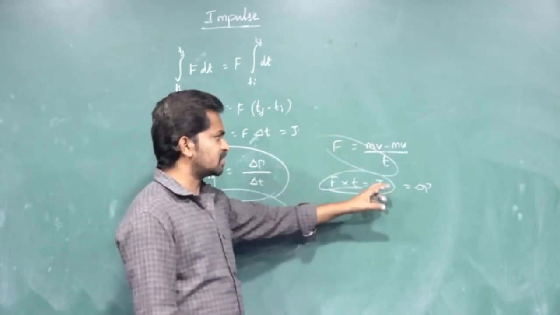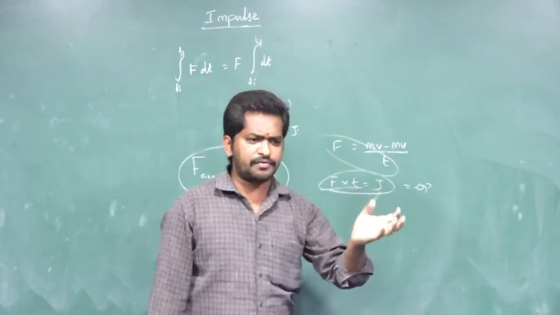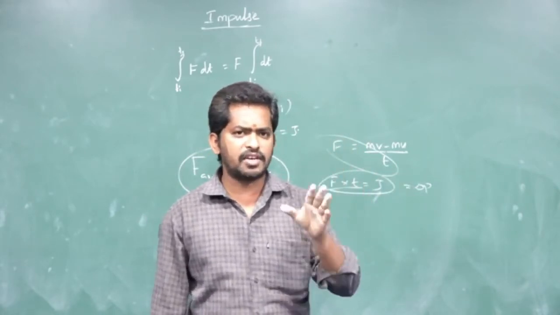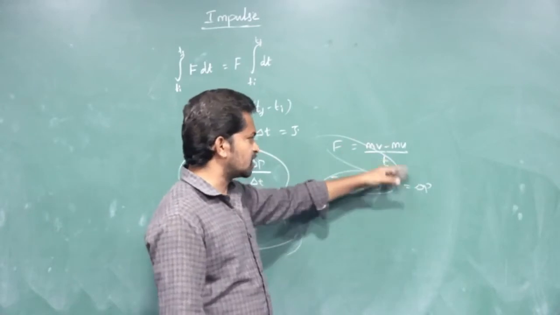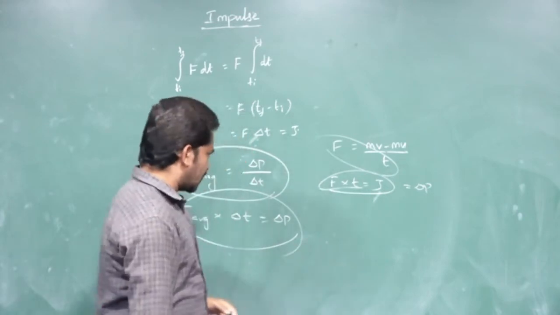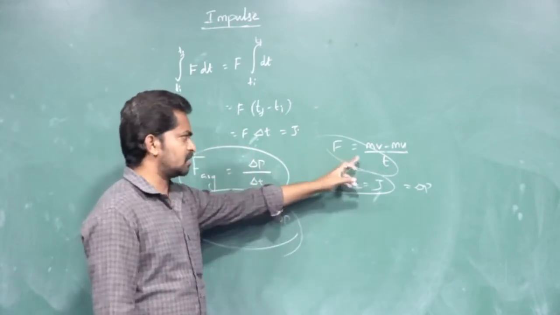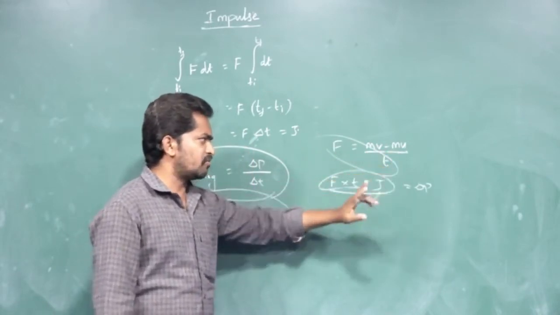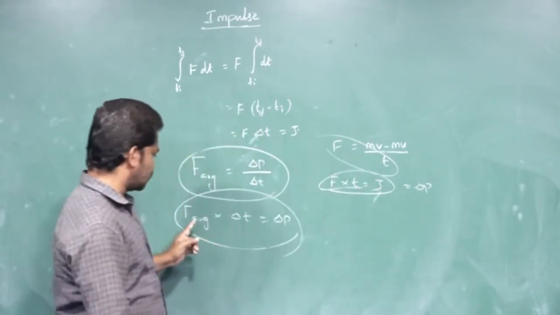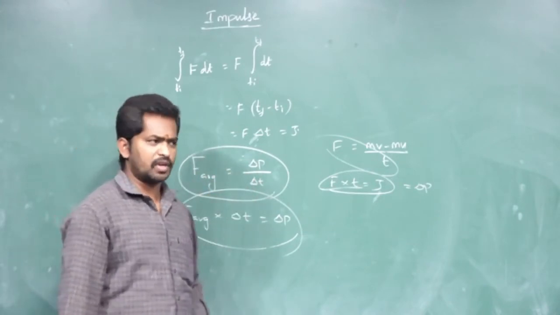So force into time is nothing but the change in momentum. The change in momentum of an object is maximum when the force acts for a very, very short time period. So time decreases, change in momentum increases, so force also increases. Next, force, time and momentum are dependent. Very important: F equals (mv minus mu) divided by t, F into t is equal to J, and F into t is equal to del p. So F average is equal to the change in momentum divided by the change in time. It is very important.